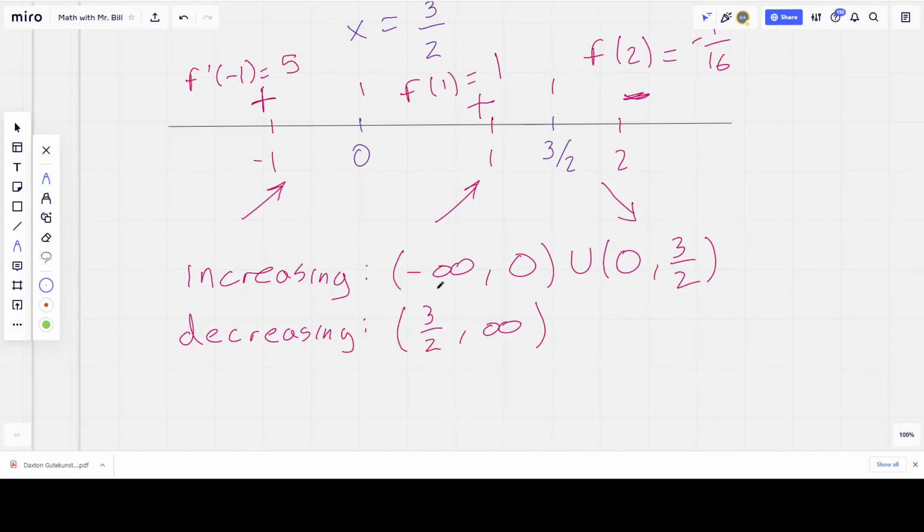So that does it. We've described what the function is doing, where it's increasing and decreasing, and talked a little bit about what happens at the discontinuity at 0. And that should do it. That should answer our problem.